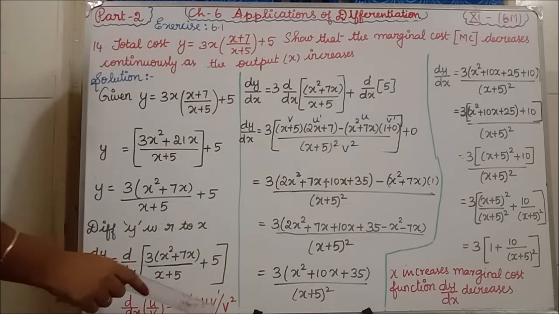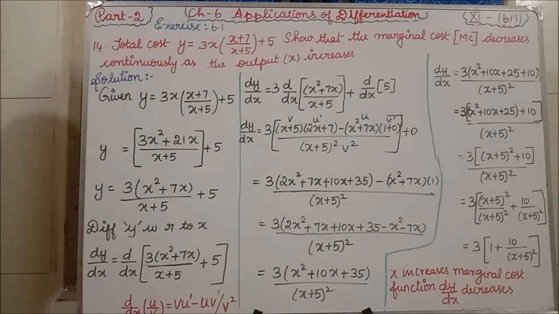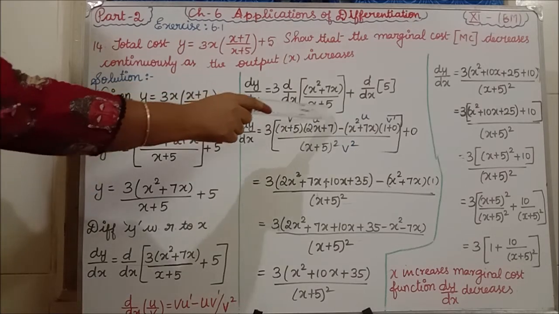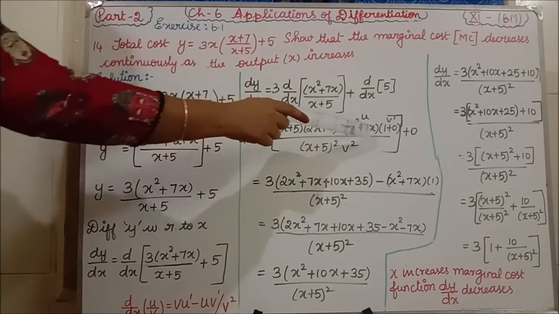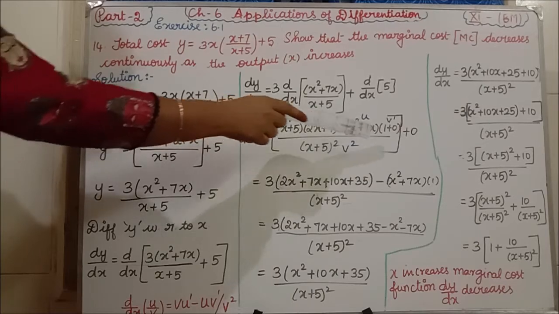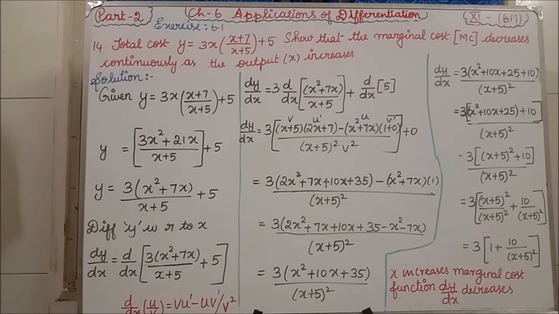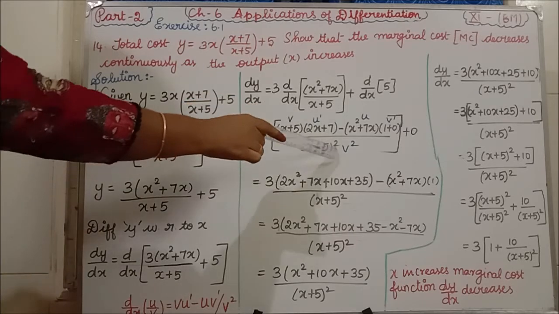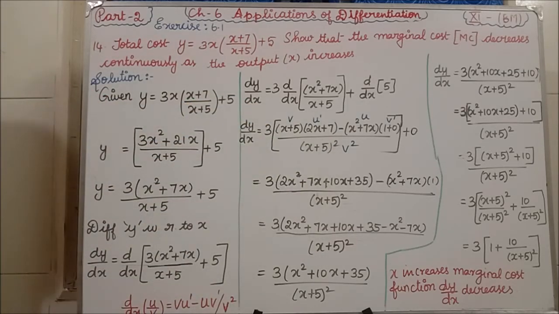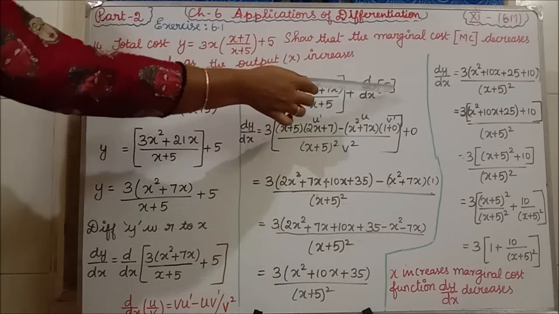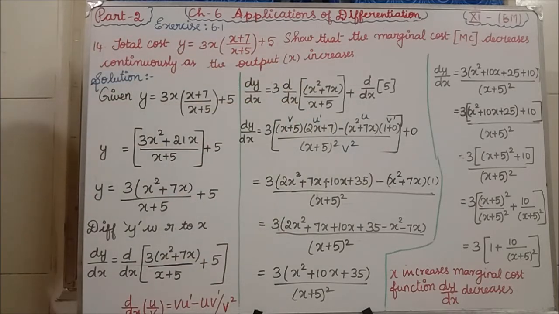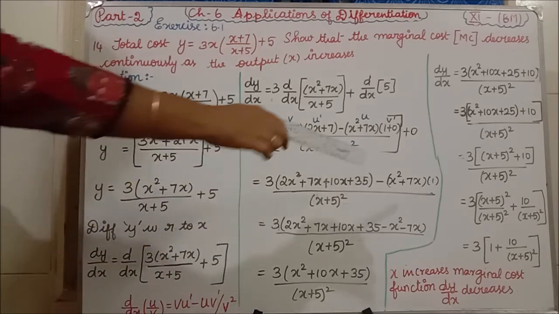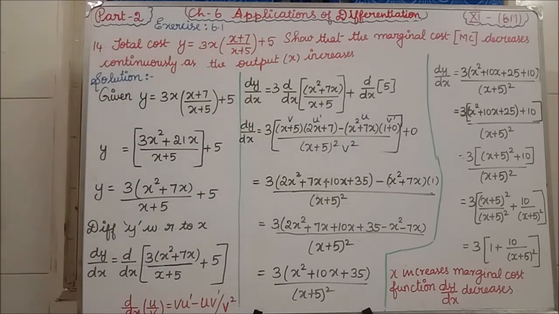Okay, now v dash means we have to differentiate v. V is nothing but what? X plus 5. X if you differentiate, we will get 1. 5 if you differentiate, we will get 0. Divided by v square. V square is nothing but x plus 5 the whole square. Okay, plus d by dx of 5 we are having. 5 is what? It is a constant. If you differentiate the constant, what will we get? We will get 0. Clear now?